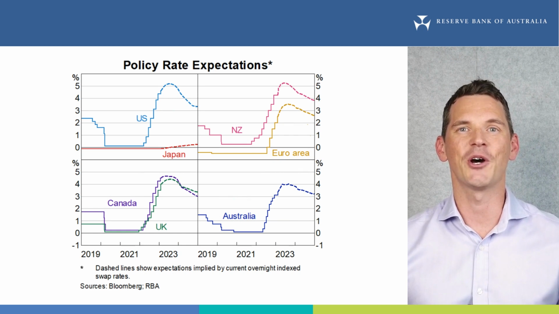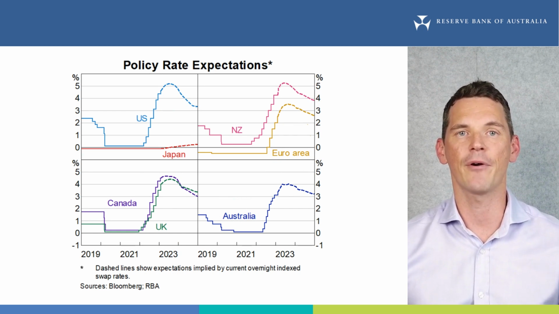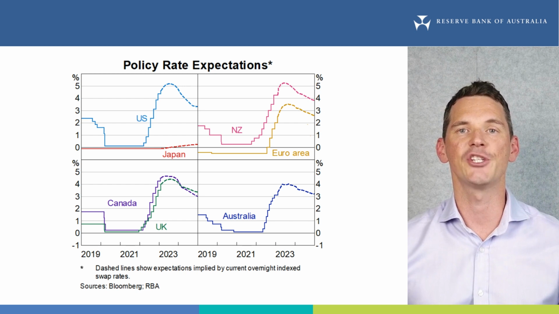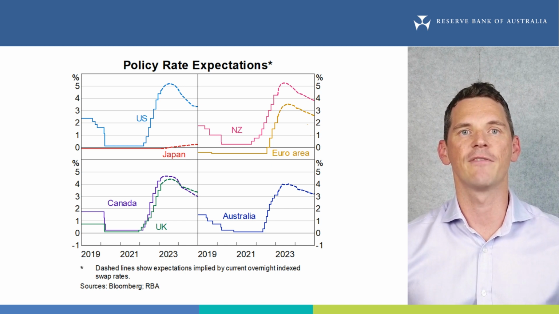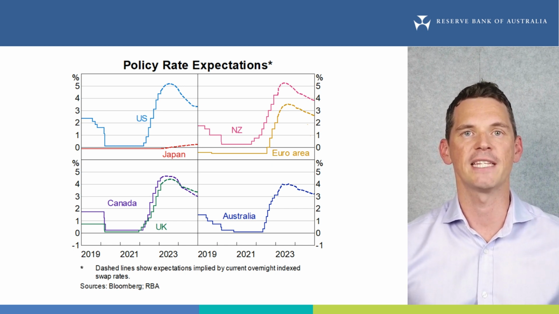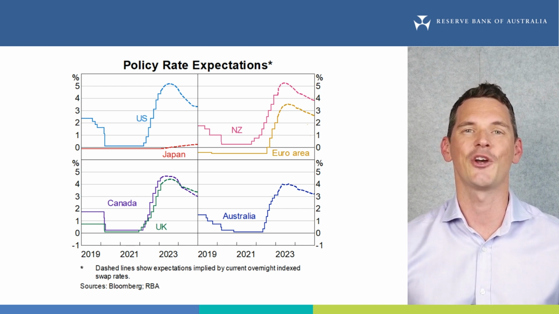Central banks in most economies have increased their policy rates further to address high inflation. They are trying to avoid the risk that expectations of higher prices become embedded in consumer and business behaviour. In this graph, we can see how policy rates have evolved over time since 2019, as well as market participants' expectations for the future path of policy rates, shown by the dotted lines.